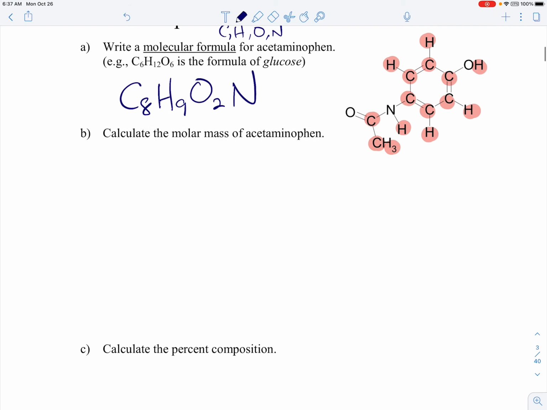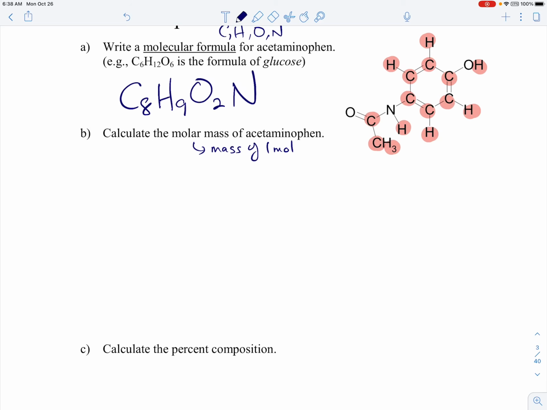Next, we want to calculate the molar mass. Molar mass is the mass of 1 mole, right? That's what that means. If you haven't learned about the mole yet, you'll want to watch the video that precedes this one that describes the concept of the mole, which is one of the most important ideas in chemistry. So the molar mass of acetaminophen is the mass of 1 mole of acetaminophen.